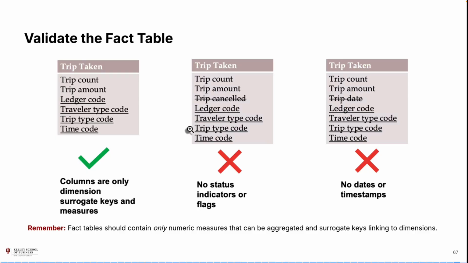The last step is that we need to validate the fact table. The columns are only the measures or the dimension surrogate keys. We should not have any status indicators or flags. We also should not have any dates or timestamps. So the fact table should only contain numeric measures that can be aggregated and surrogate keys that link to the dimensions.